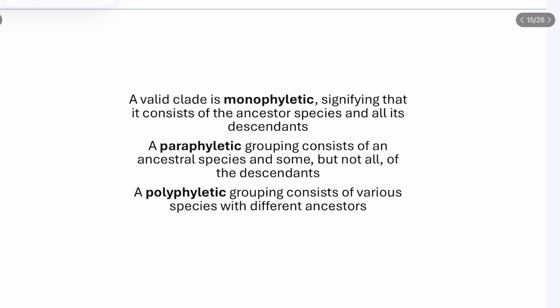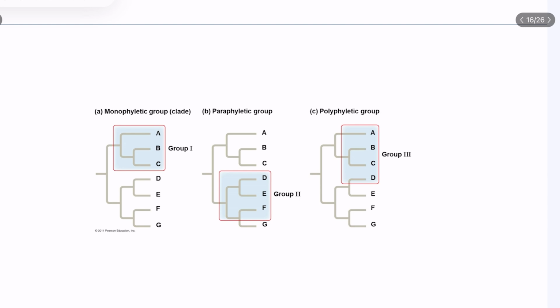Now, a valid clade is a monophyletic clade. There are three types of clades: monophyletic, paraphyletic, and polyphyletic. Now, the monophyletic clade consists of the ancestor species and all its descendants. Okay, so in this one, the monophyletic clade, you can see here, this is a monophyletic clade.